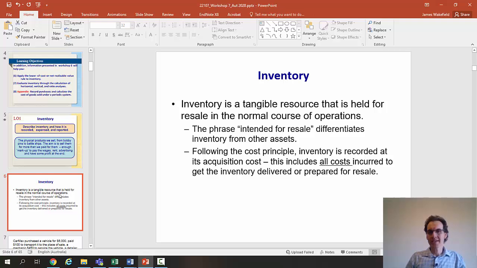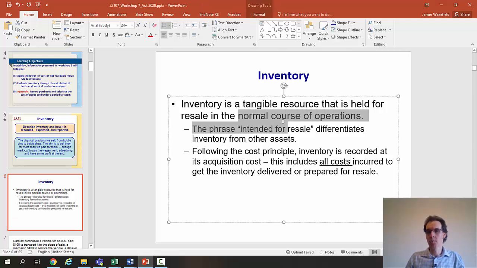So inventory is a tangible resource, a physical resource, that is held for resale in the normal course of operation. As I mentioned before, selling paper at Officeworks is part of their normal operations. So these items are intended for resale. Again, that gets back to the point that this is a normal part of their business operations and a normal aspect of what they sell.